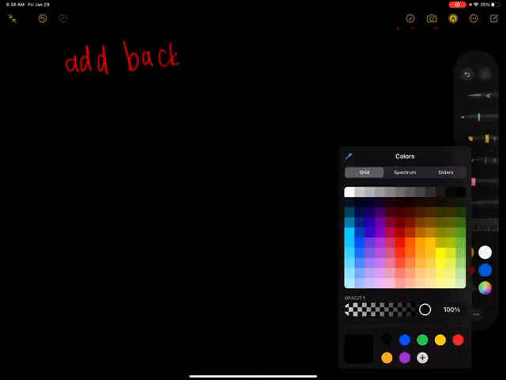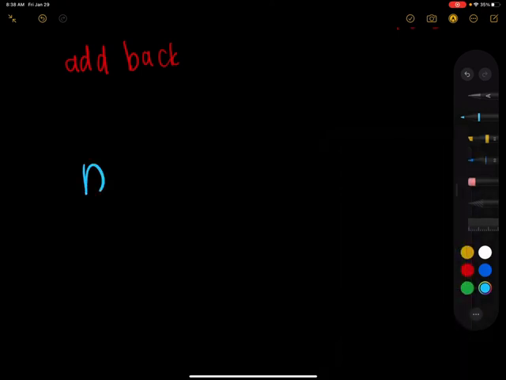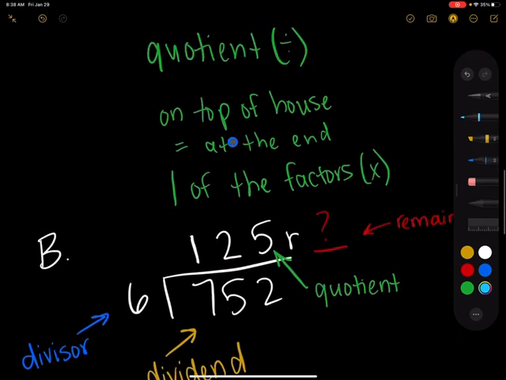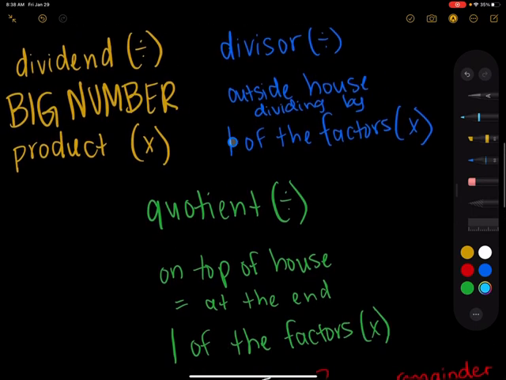All the n means is missing number. Okay, so don't let that trip you up. It just means the number that you're looking for. If you need to, you can go back and look at this. Okay, you can even pause this video right here, and be able to see what these mean.